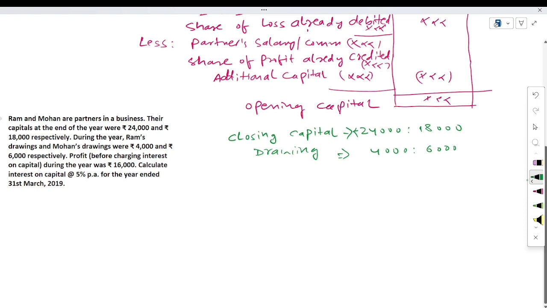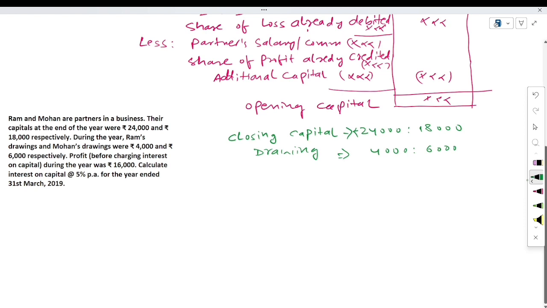Profit before charging interest on capital during the year was 16,000. It means interest on capital has not been charged. Calculate interest on capital at the rate of 5% per annum for the year ended 31st March 2019. So here closing capital is given. Now what we have to do? First of all, we have to calculate the opening capital. Then after we will be able to calculate the interest on capital.